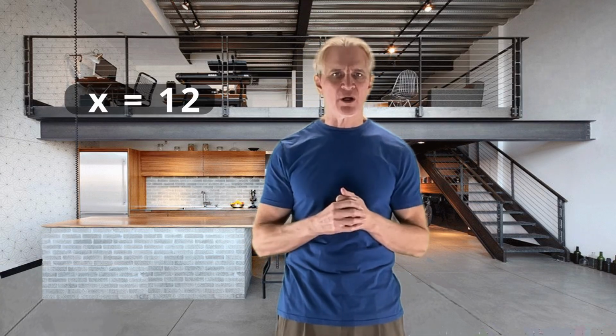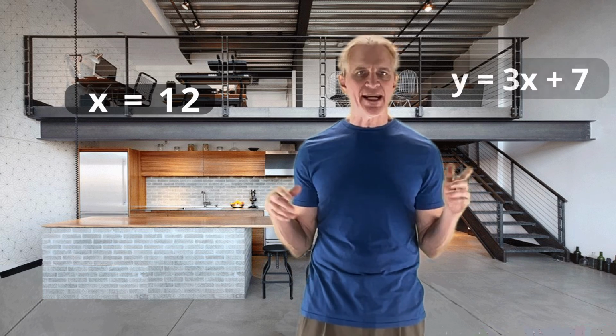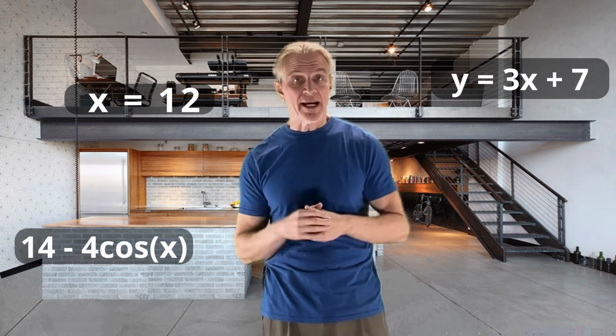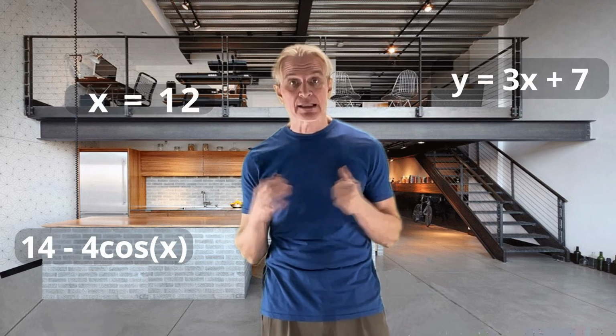So after solving the example problem, I go to problem 10, and like I briefly mentioned before, I write down what an answer might look like. Is it an answer like x equals 12, or is it a format like y equals 3x plus 7, or 14 minus 4 cosine x? Again, it helps to understand what the ending should look like.